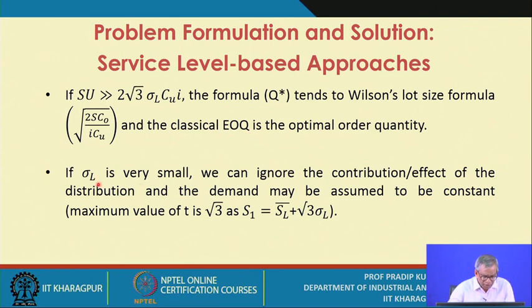In the next case, if you find that sigma is very small, that means the variability is very less, we can ignore the contribution or effect of the distribution, and the demand may be assumed to be constant. So the maximum value of T is root 3 as S1 equals sigma SL bar plus root 3 into sigma L. Now what you find is that SL bar, in certain cases, may be equal to sigma L, but here the maximum value is root 3. That means sigma L is very less.